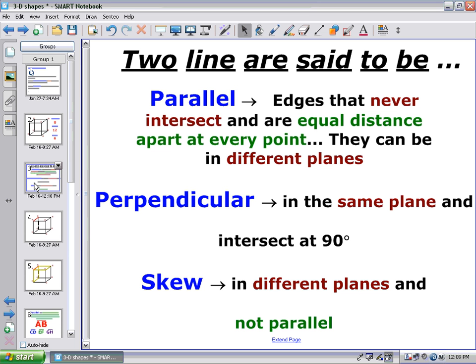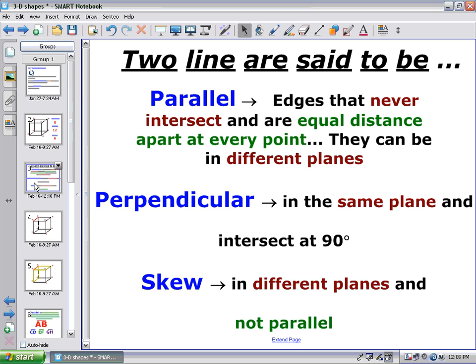But when we talk about them being parallel, edges that never intersect, that's key, because a lot of students, when you ask them what parallel is, they say they do not touch, and that's correct. But another key important part of that definition is that they're an equal distance apart at every single point. And last but not least, they can be in different planes. They do not have to be in the same plane. And that's going to be something else that I explain in a little bit, exactly what is a plane.